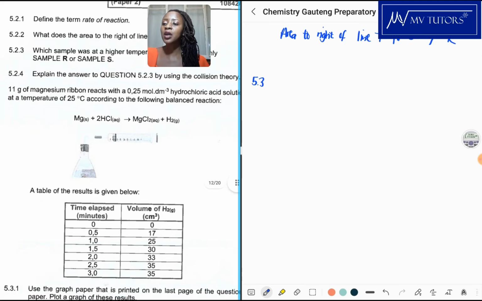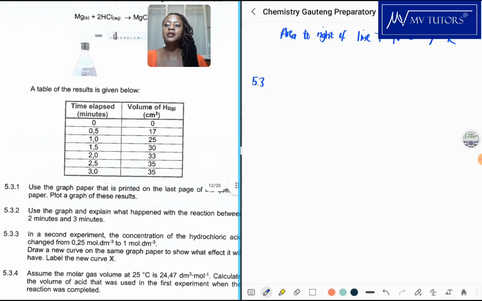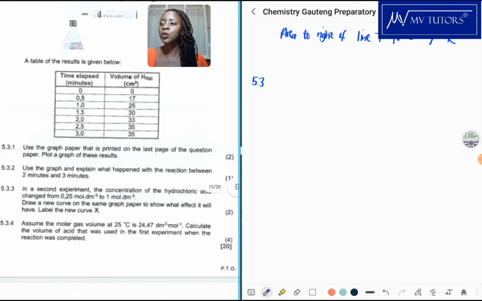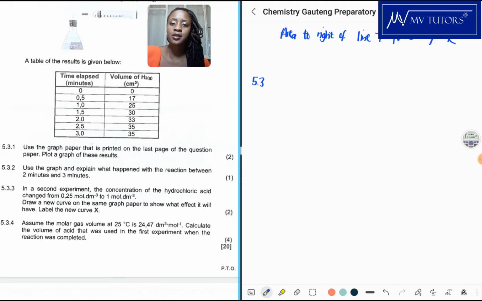Okay, so now we need to plot time versus volume of hydrogen gas that is produced, and time is independent. Okay, it just happens. So it's always going to be on the x-axis, and then you have the volume of hydrogen that's going to be on the y-axis. So I'm going to just plot it quickly, and then we will discuss. Let me just pause and plot just to save time.